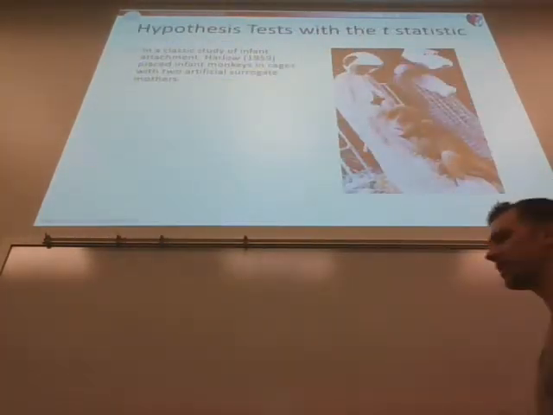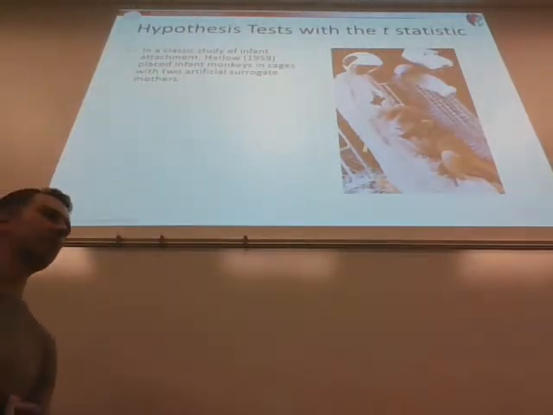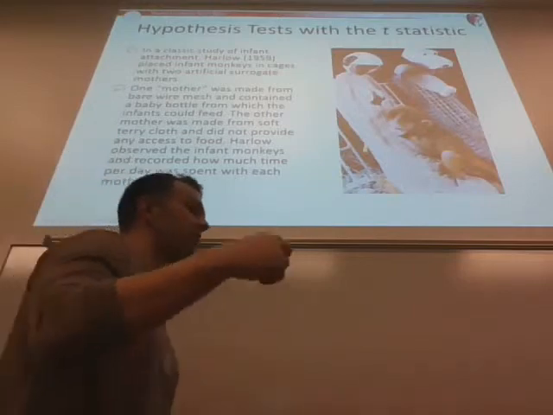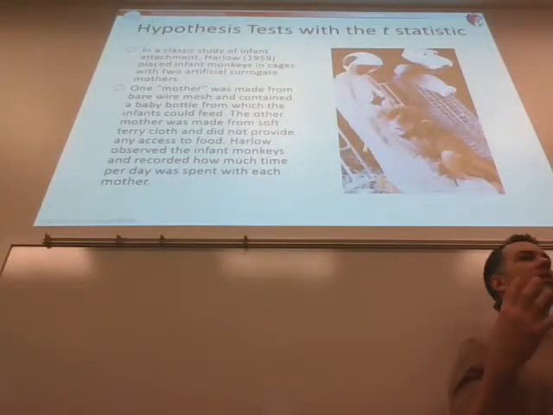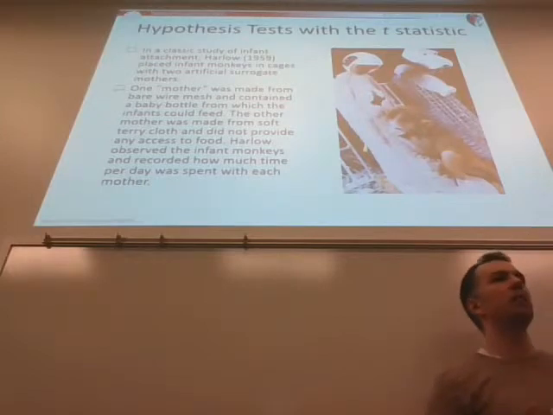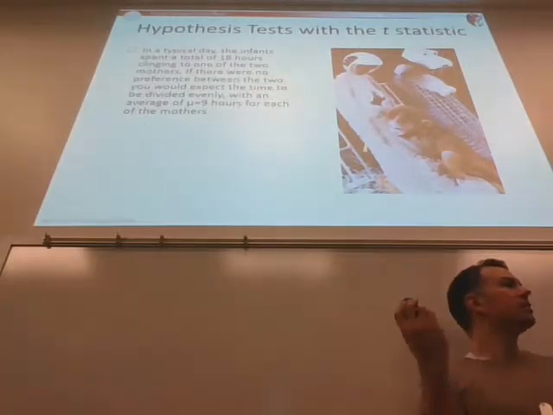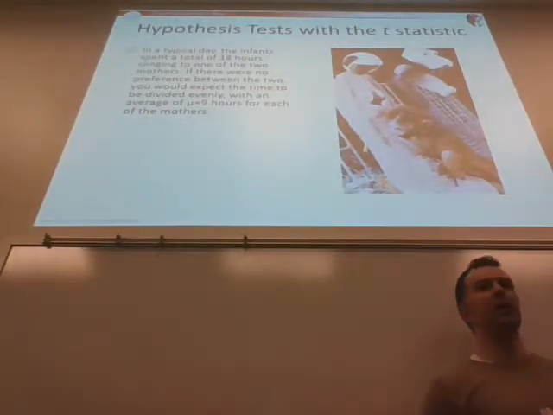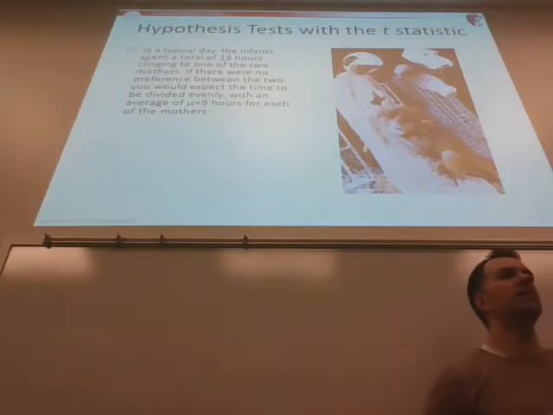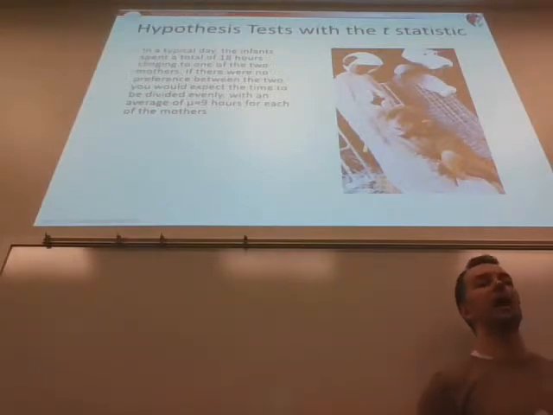Alrighty, so with that taken care of, let's go back to that infant monkey study. So we've seen this a few times by now. Two surrogate mothers, one made of terry cloth, one just wire mesh, but it has food, it has milk. Which one will the monkey choose? So what we know is that in a typical day, the infant monkeys spend a total of 18 hours clinging to one of the two mothers. We could get this from studies of monkeys in the wild. We could get this from observing monkeys in the laboratory. We just know, we have this information, that monkeys spend 18 hours a day hanging on to one of the two mothers.